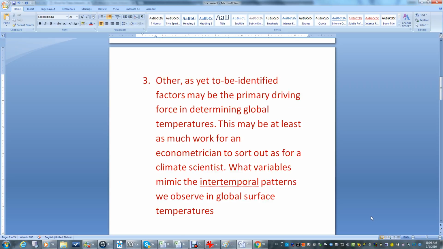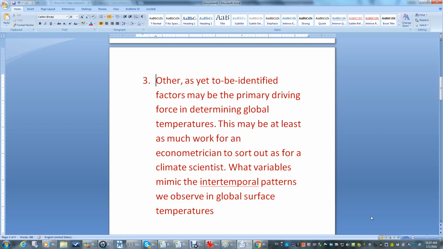Then the third idea that's floating around is that other yet to be identified factors may be the primary driving force in determining global temperatures. In other words, maybe, just maybe, all of this so-called settled science about the role of fossil fuel burning and carbon dioxide is not quite as settled as many of the climate scientists would like to believe. And I would like to think of this as being a situation where this is very much the work for an econometrician to sort out, just as much as it is for a climate scientist.